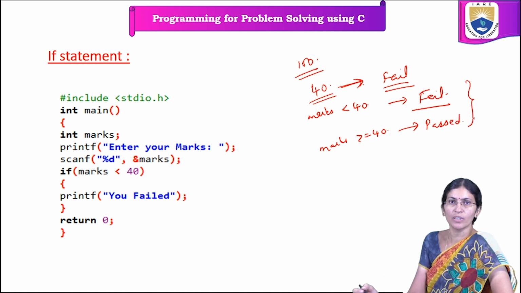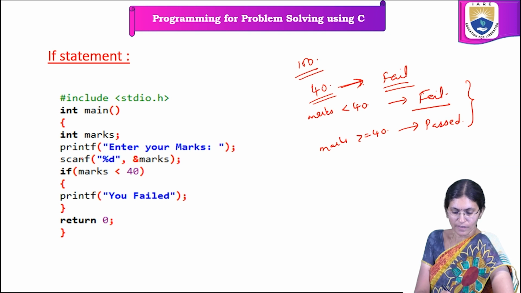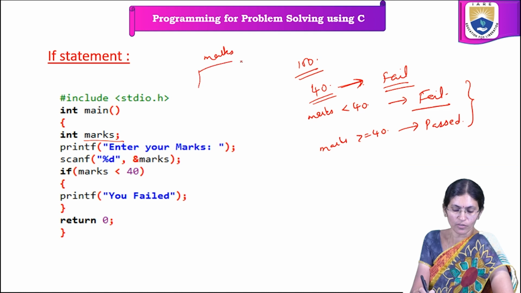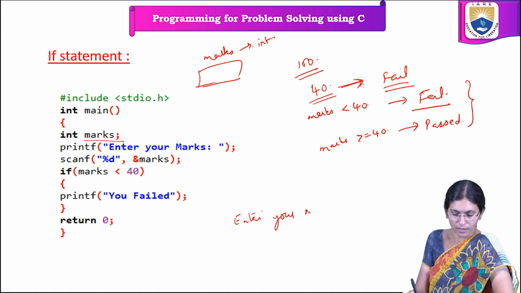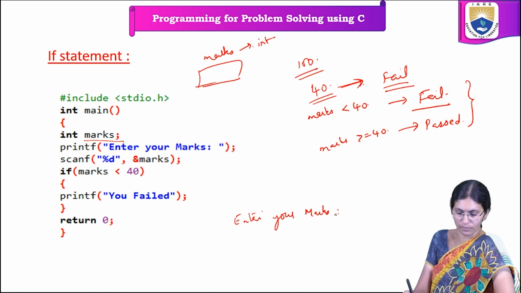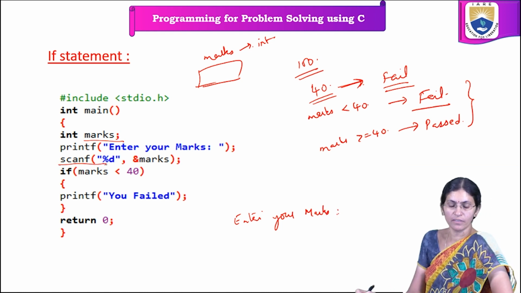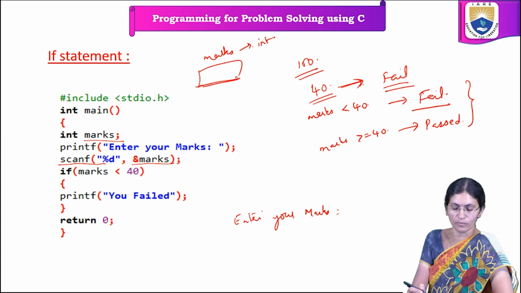So we can write this by using simple if statements. Consider here marks is a variable which stores the marks of the student, and it belongs to the integer data type. In the printf statement, as soon as we execute this program, you will get the prompt to enter your marks. The cursor will blink here. Then the scanf statement reads the value into the variable marks. Suppose we give 35. That will be stored in the variable marks.